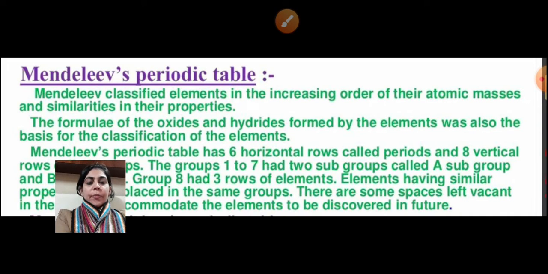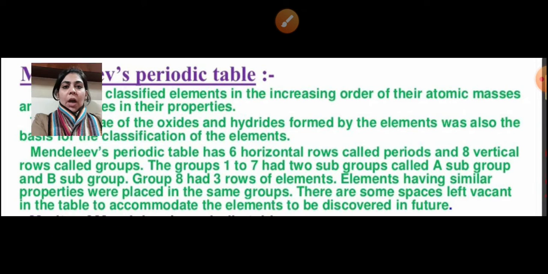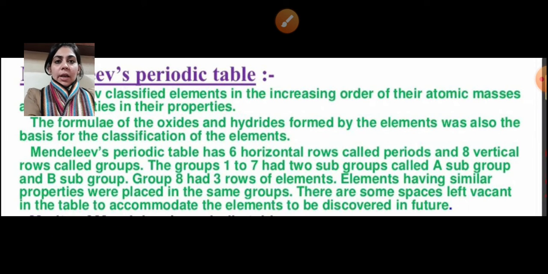I told you Mendeleev classified the elements in order of their increasing atomic masses. One property he took was atomic mass, and the second was the formation of oxides and the formation of hydrides, meaning how a particular element reacts with oxygen and how a particular element reacts with hydrogen. So this was the criteria for the classification of Mendeleev.